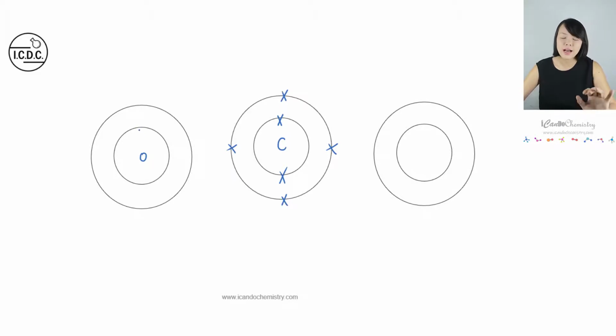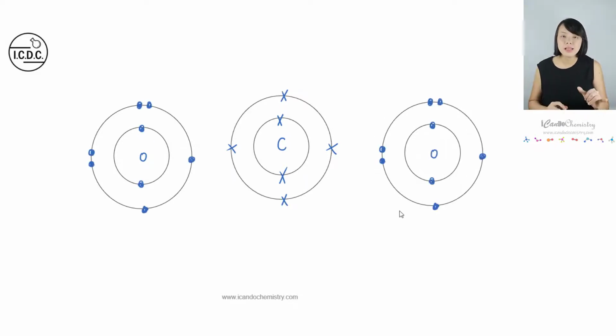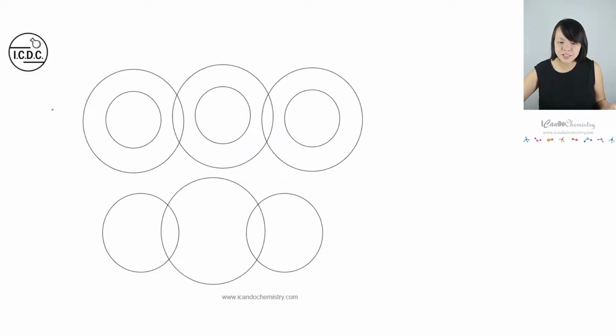Now for oxygen, there are 8 electrons, 2 electrons in the first shell, 6 electrons in the second shell. So from here, we know that oxygen needs 2 more electrons, carbon needs 4 more electrons, and we have 2 oxygen. So carbon will share 2 electrons with 1 oxygen, and the other 2 electrons with the other oxygen, and they will come together to form this.